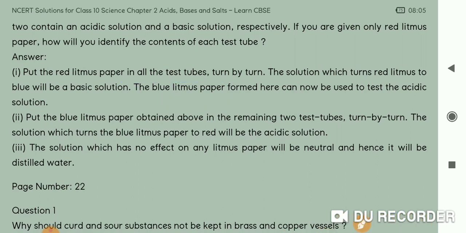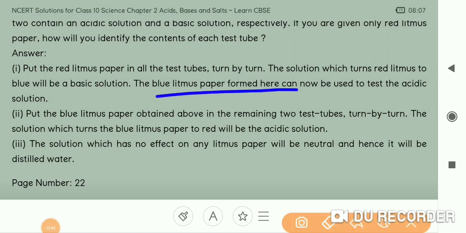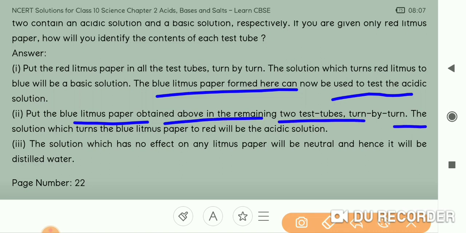Now see, here we have got a blue litmus paper, because when red was dipped in the basic solution, it turned blue, so that blue litmus paper can be used to test the remaining solutions. When this blue litmus paper is dipped in water it will not change, but when it is dipped in the acidic solution, it will turn red. Put the blue litmus paper obtained in the remaining 2 test tubes turn by turn, and the solution which turns the blue litmus paper red will be the acidic solution.